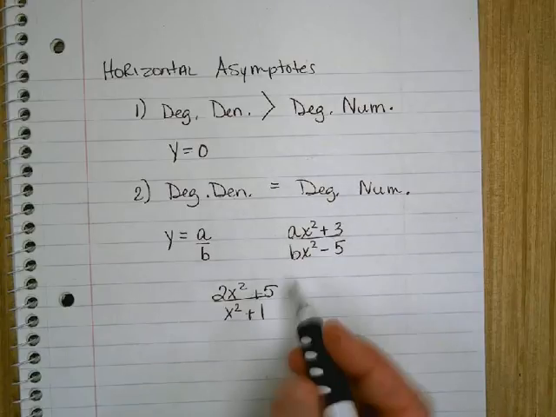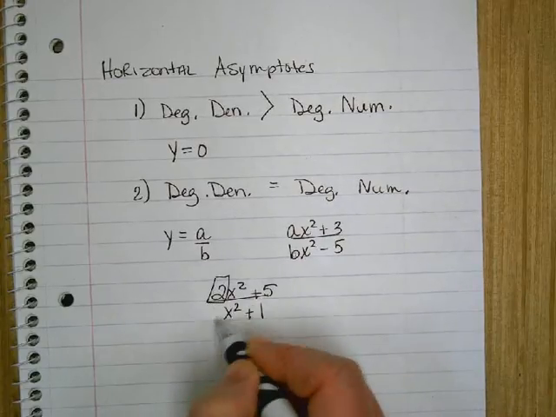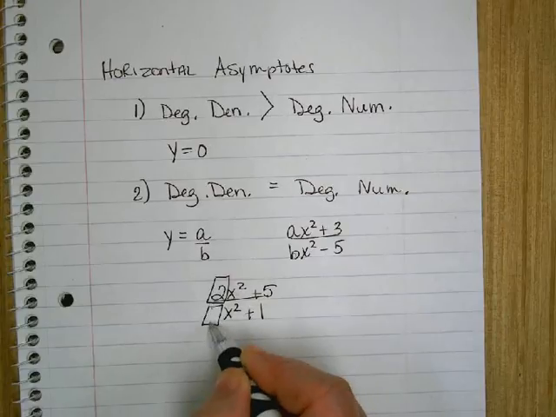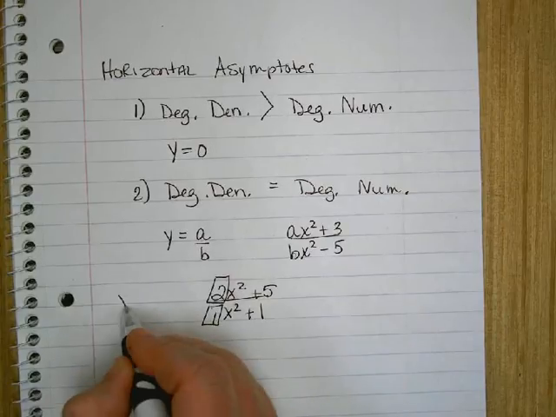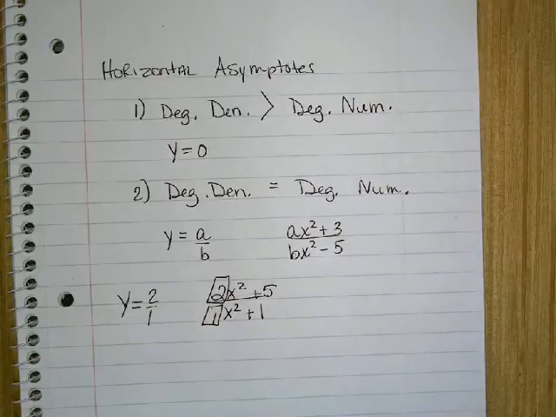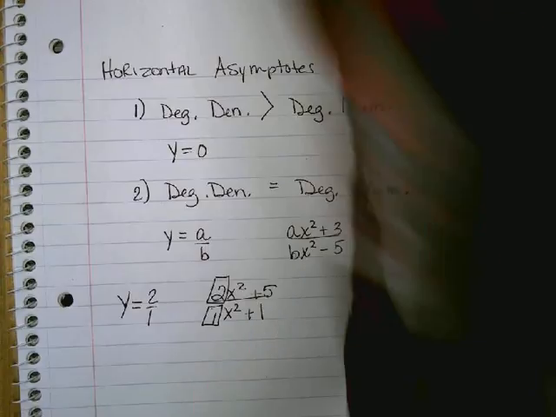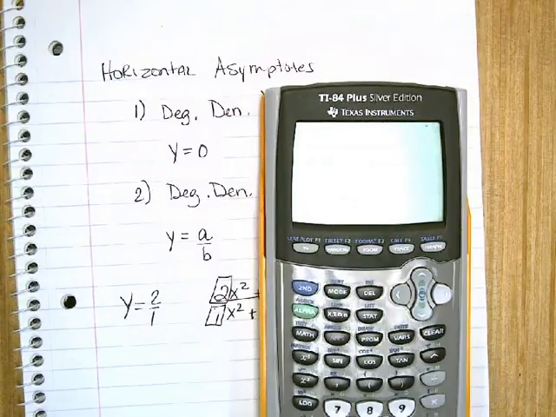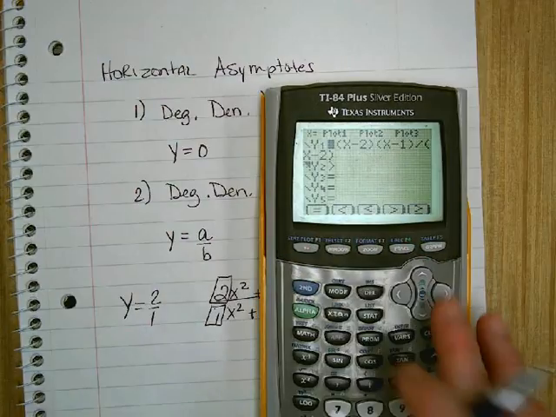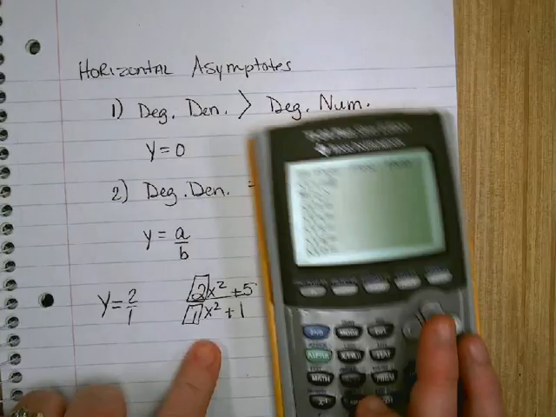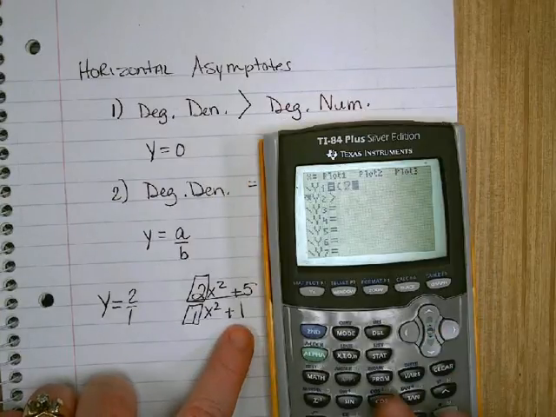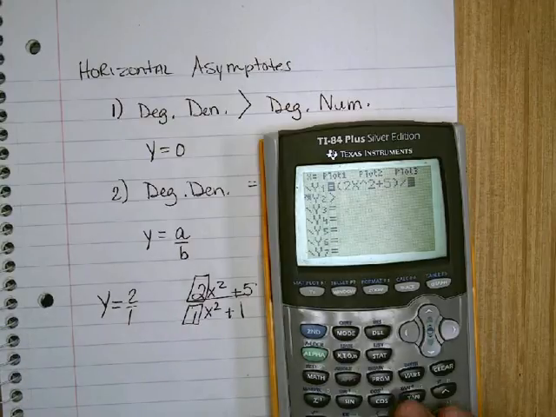So what you do is you take their coefficients. What's the coefficient here? 1. And that is your horizontal asymptote. The line where y equals 2. Let me graph one real quick. Show what this picture looks like. Two x squared plus 5 divided by 1x squared plus 1.